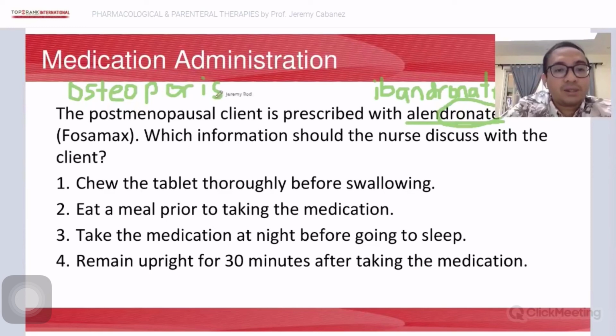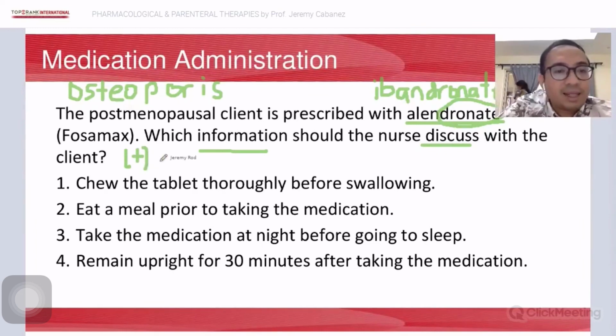Okay, now, tinatanong sa'yo, information that you should discuss. Pag sinabing the nurse should discuss, ano ang tatandaan natin? The nurse should discuss means which one is a positive, which one is your standard action. Alin dyan ang good action? Number 1, chew the tablet thoroughly before swallowing. Question, can we chew the tablet? Okay, the answer is no. Ano dapat? It should be swallowed whole with water.